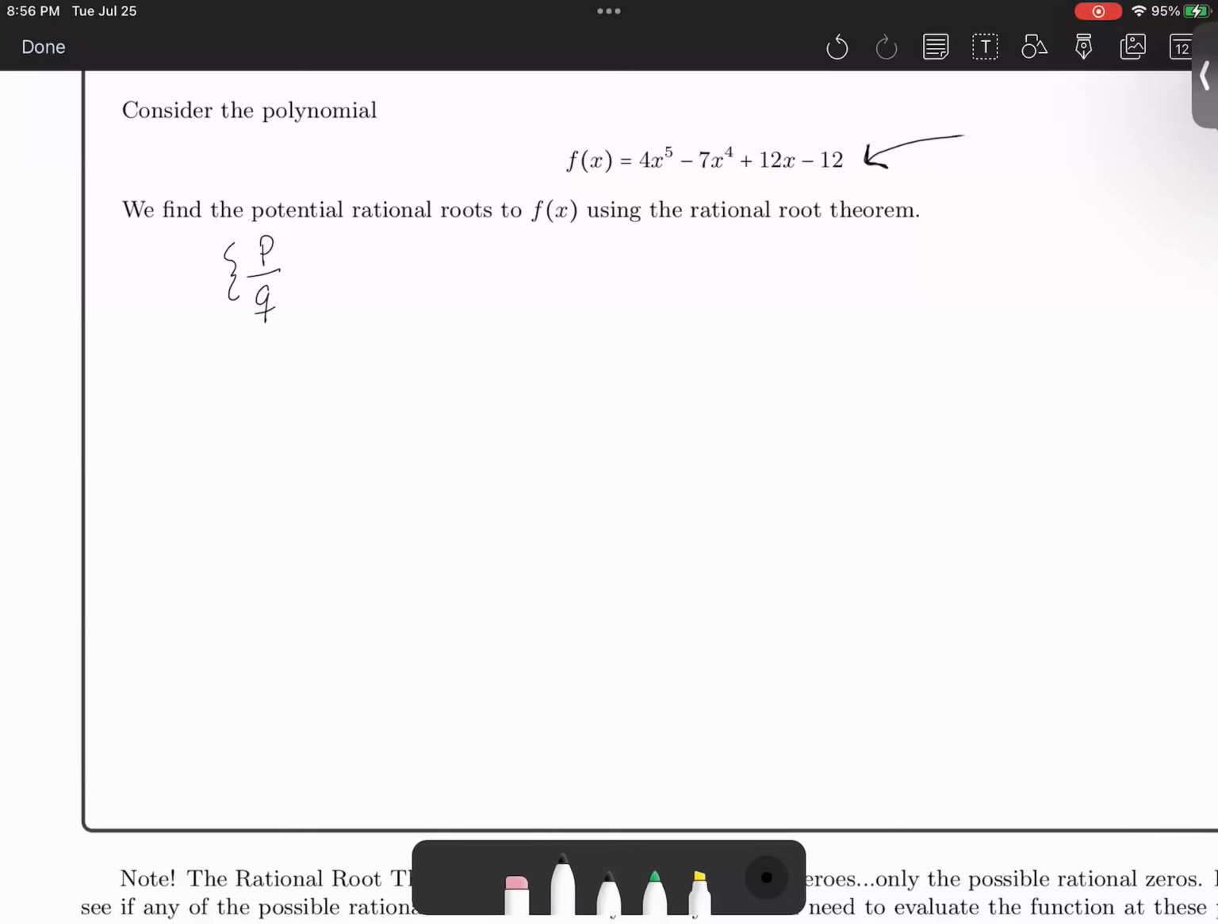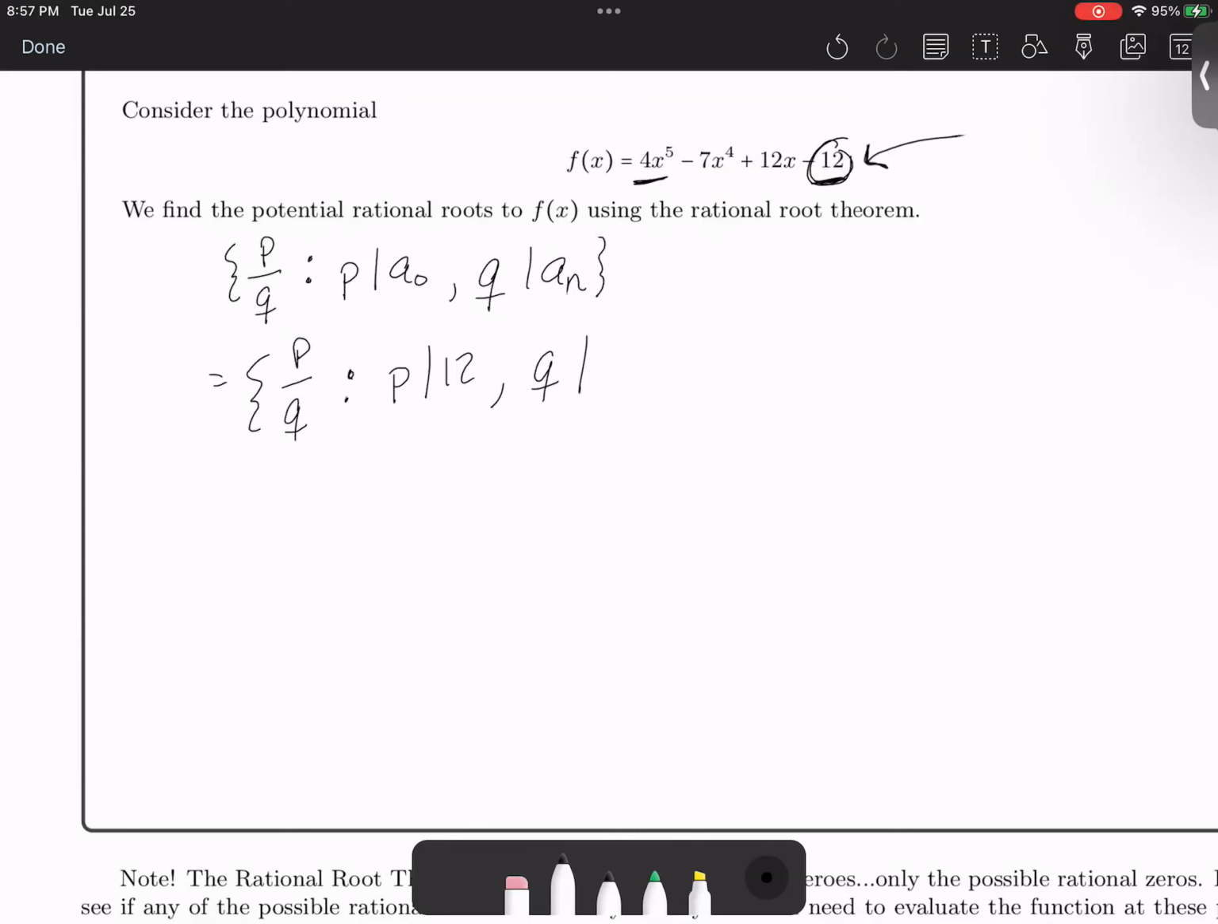And the pattern is p over q, of course, because it's a rational number. And the p has to divide the last term of the polynomial, the constant, while the q has to divide the front term, the leading coefficient. So in this case, we're looking for rational numbers where p divides 12, right? Plus or minus 12, doesn't matter. And the q needs to divide 4.